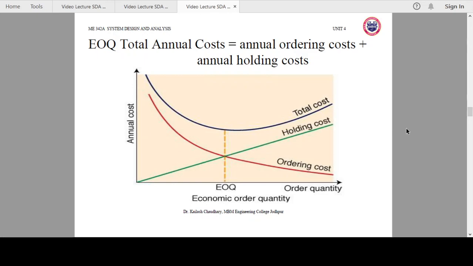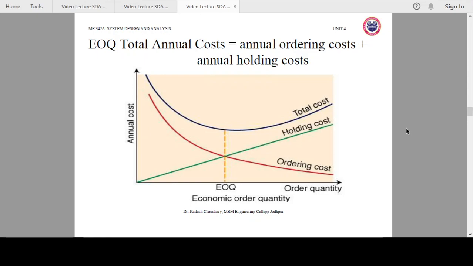So holding cost increases as you increase the ordering quantity. It is very simple. Similarly, ordering cost reduces with the increase in the quantity, because if you order more number of products, you may get discount. So this is how these two costs vary with the quantity you order.